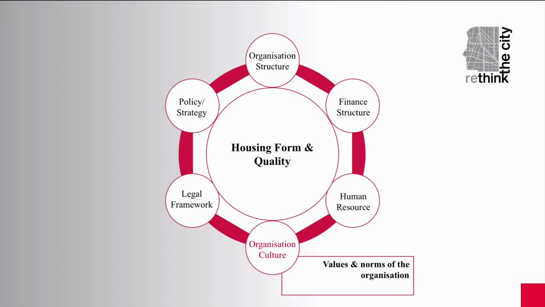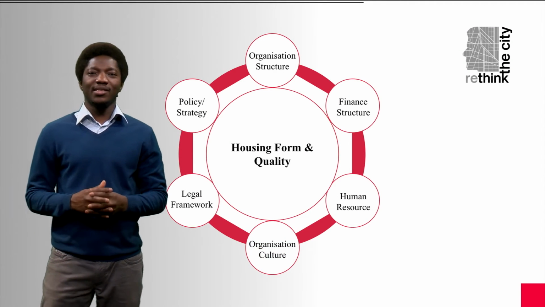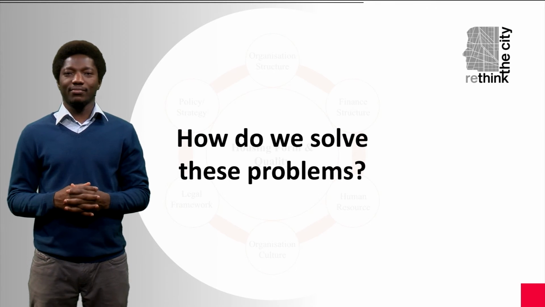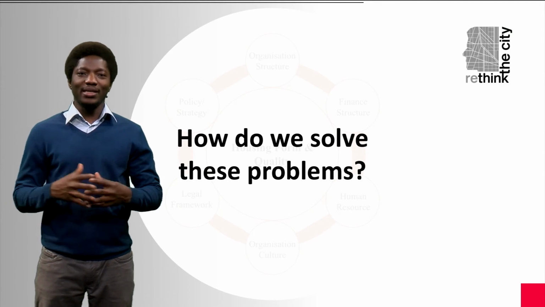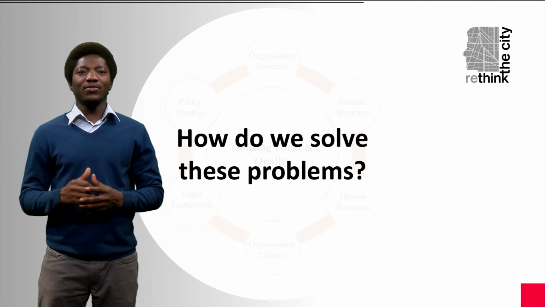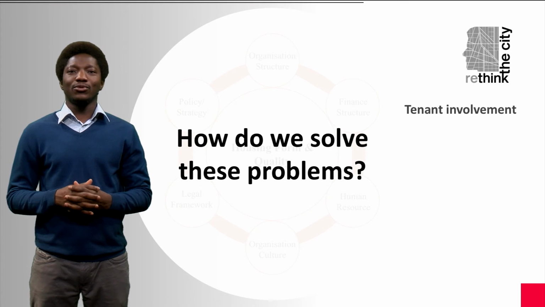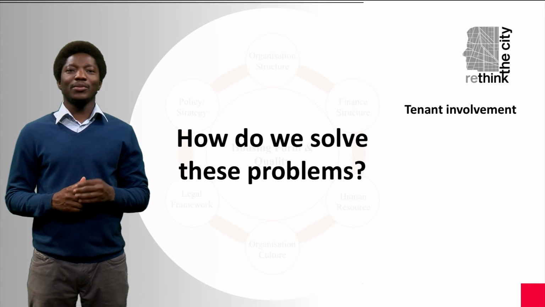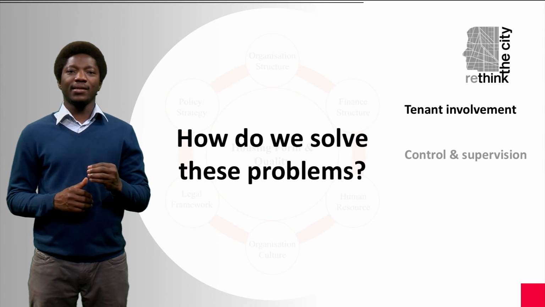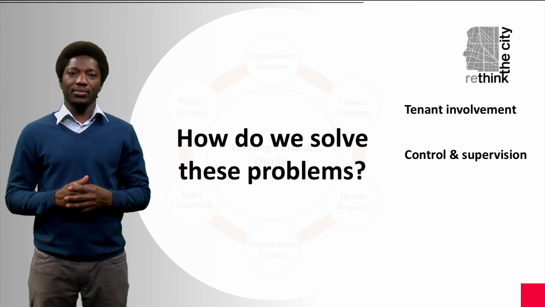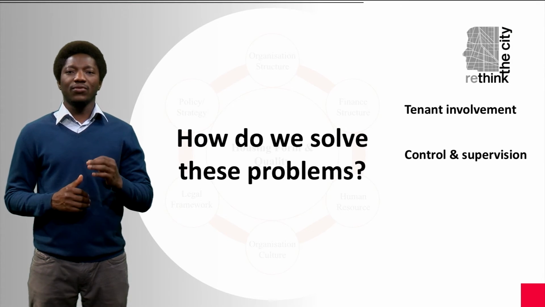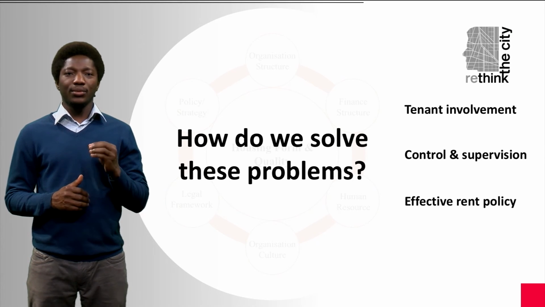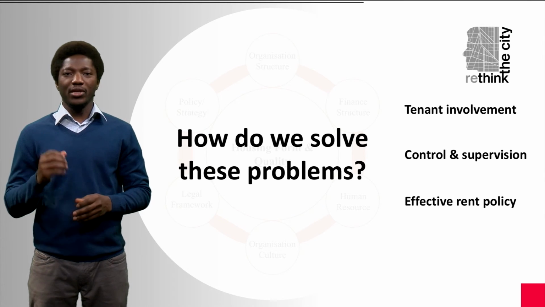Now that we have identified these challenges, the next question is, how do you solve them? Studies in housing management present some ideas. First, by involving tenants, housing managers may be able to receive feedback for improving service delivery. Second, housing management must be organized so as to define clearly a hierarchy of control and supervision. And finally, effective rent policy. That is, rent setting and efficient rent collection can improve availability of finance for management and maintenance.